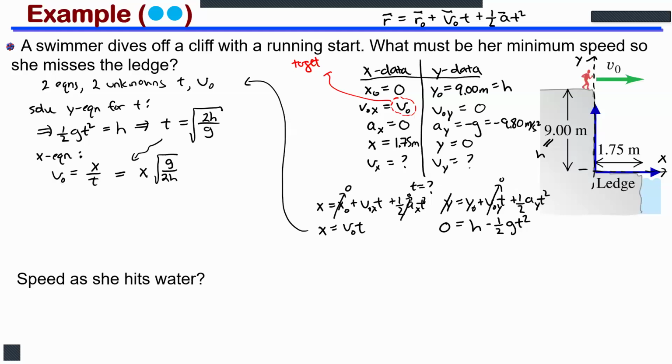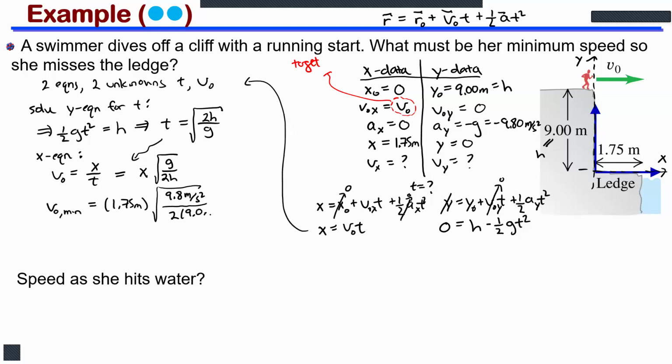And now we can go ahead and plug in numbers. So if we plug in the smallest possible x that clears the cliff, that is going to be exactly our target, this minimum speed that we were asked for. So v naught min is 1.75 meters times the square root of 9.8 meters per second squared over 2 times this 9.0 meters.